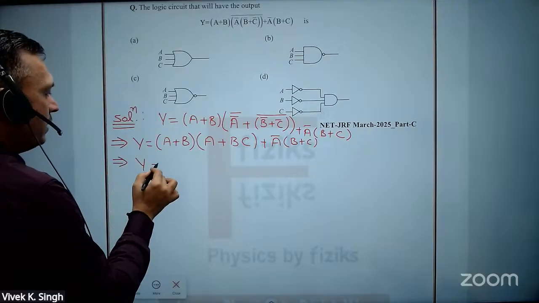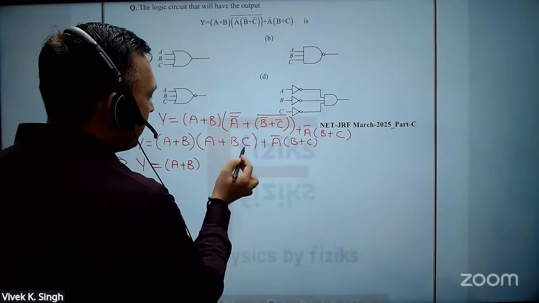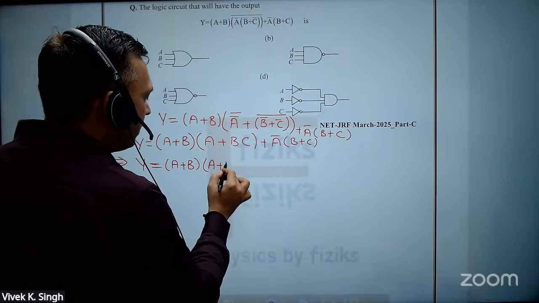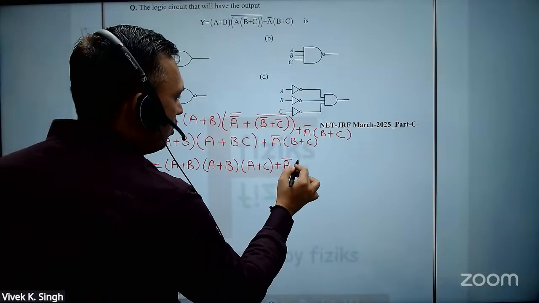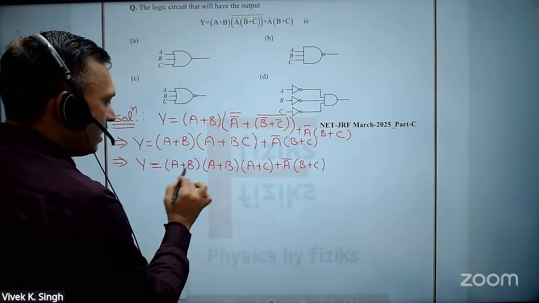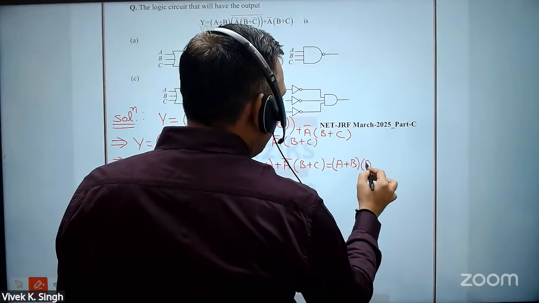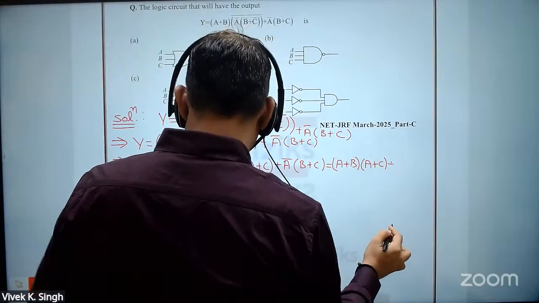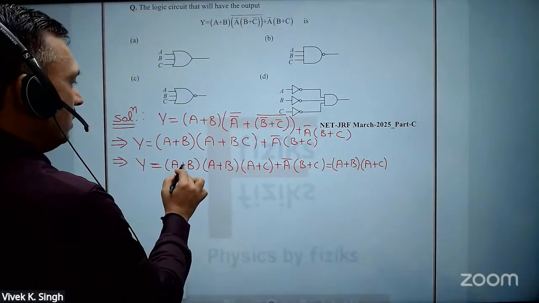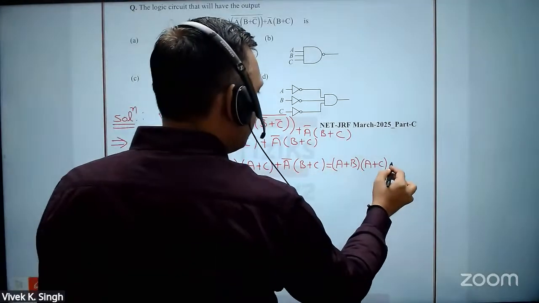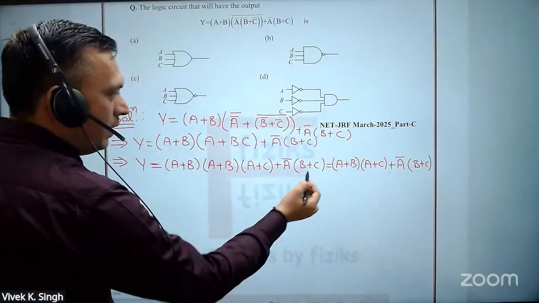Now we will take y is A or B, and this you can write A or B, A or C, A complement B or C. And these two are same, so you should write it as A or B, A or C, and then A complement B or C. Let's further simplify.